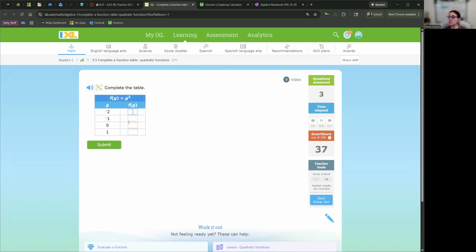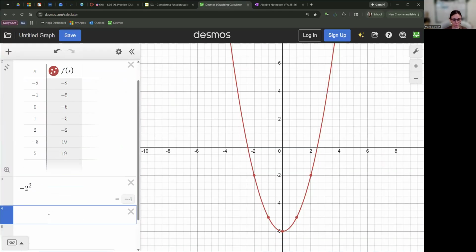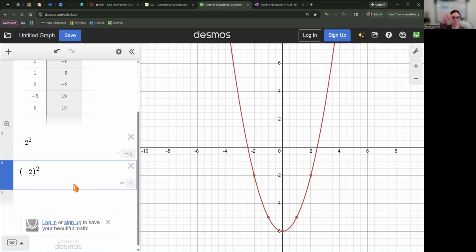So please use Desmos to help you, but I encourage you to try to do this by hand first. Really get into the habit of substituting in the values into parentheses, because there is a big difference between -2 squared with no parentheses and -2 inside of the parentheses squared. So please be careful when we are substituting, evaluating a function, we always put it in parentheses. Let me know what questions you have.